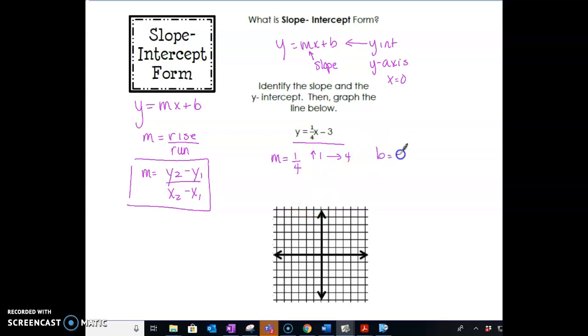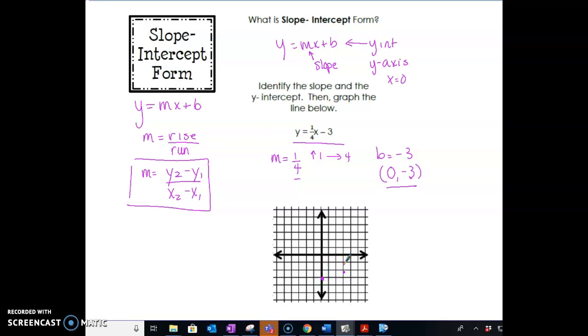Standard form is just another way you're going to see a line written. Ax plus by equals c, where a, b, and c are all integers. And x and y still represent those coordinates where you find the input and the output on the line.